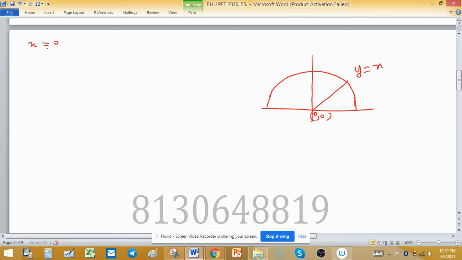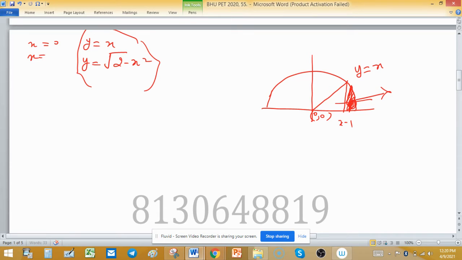As x equal to 0 and x equal to 1, and y is y equal to x and y equal to square root of 2 minus x squared. So find first the region between two curves. So the line and part of the circle, if you consider this region, then the limit of x-axis is from 0 to 1. So this portion is not coming in this portion. So this is not the required portion. Means all this one is not the required portion. So the required portion is this one.